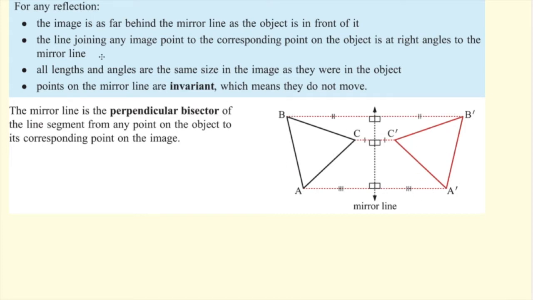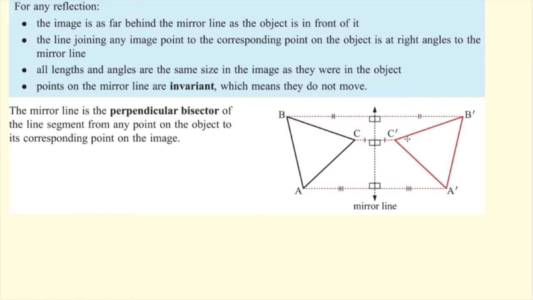The line joining any image point to the corresponding point on the object is at right angles to the mirror line. Meaning, if I make a line here with my mirror line, this becomes a right angle. It has to be, because it has to be directly perpendicular to the mirror line, always. All lengths and angles are the same size in the image as they were in the object. Again, this is because the shape doesn't change.